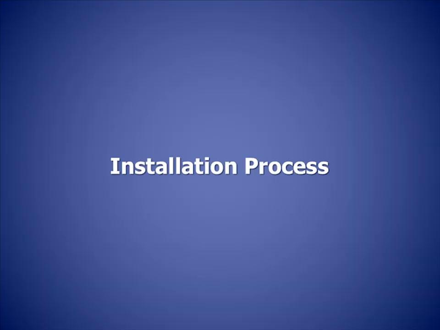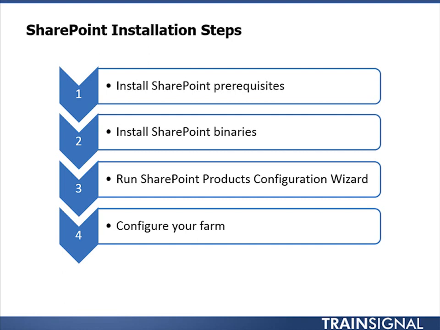Let's take a look at the installation process. Installing and getting SharePoint up and running has 4 basic steps. Step 1 is to install the SharePoint prerequisites. Step 2 is to install the SharePoint binaries. Step 3 is to run the SharePoint Products Configuration Wizard, also commonly known as psconfig. And then finally is to configure our farm. In this lesson, we're simply focused on the first 3 steps: install SharePoint, the prerequisites, and the binaries, and then run psconfig.